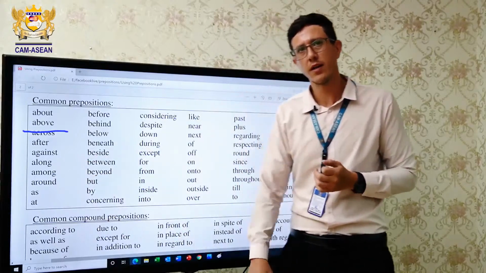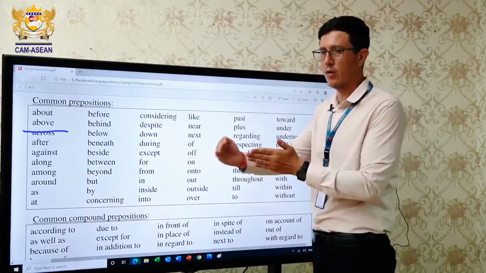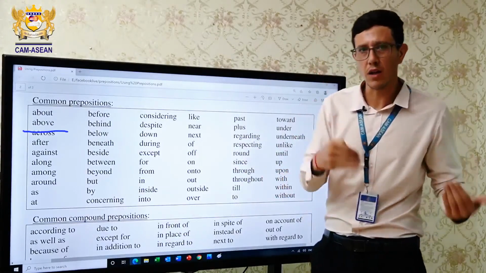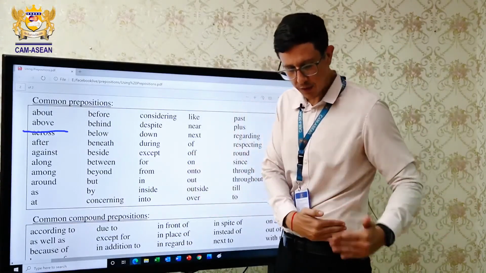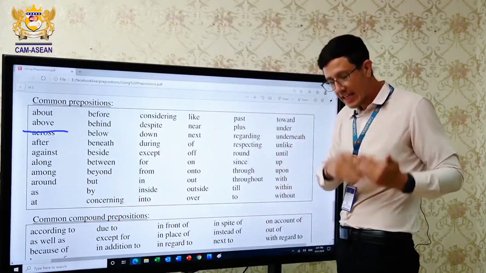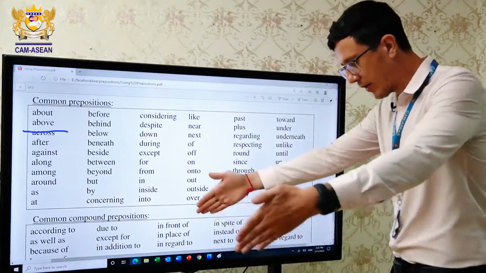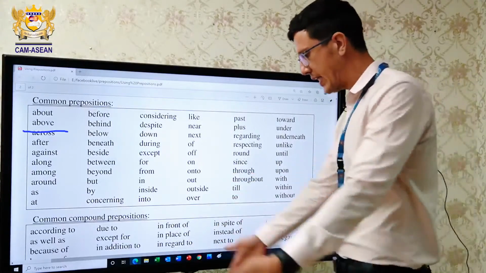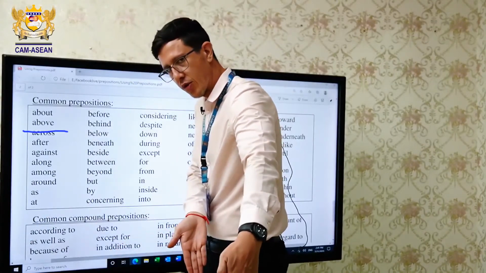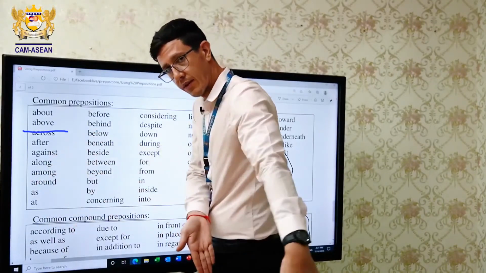Now, along means to follow something. So I walk along the road, meaning I'm to the side following it. I walk in the road, meaning the road is all around me. So I'm in the road, all around me. Along: next to, but following. Along the river.